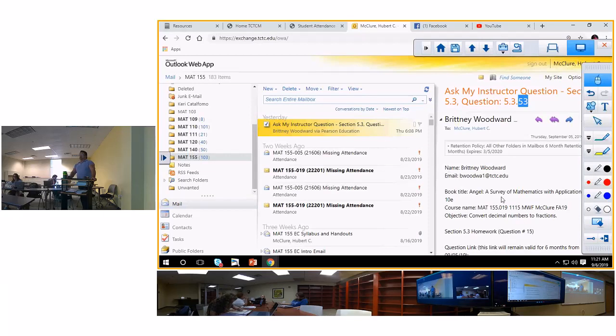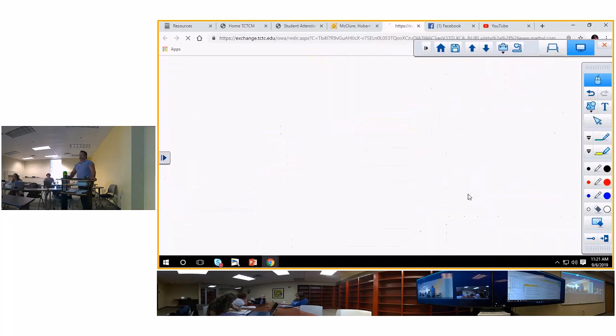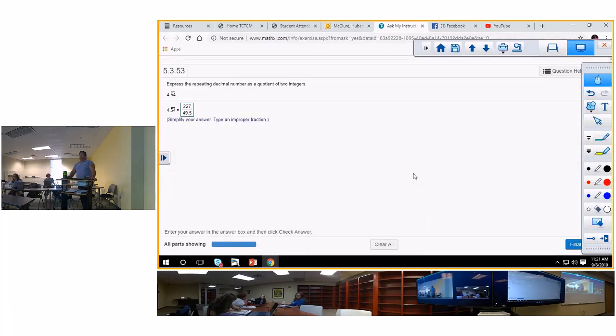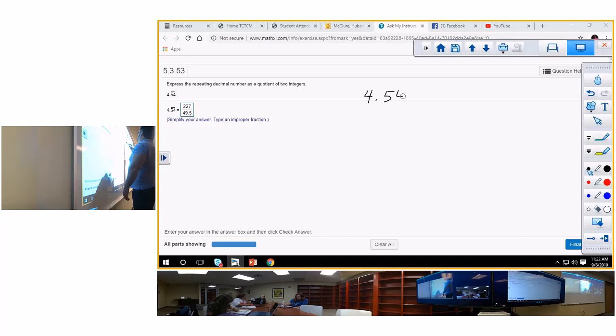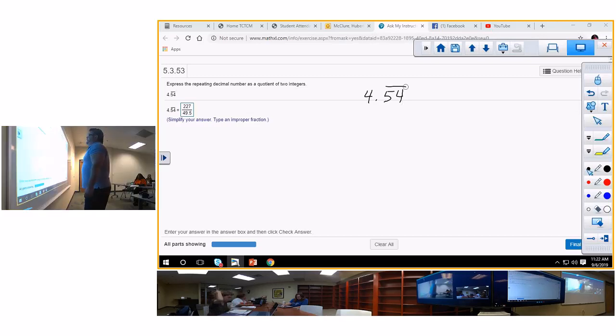15. Let's click on that one. And that is a test question also. Now, what they're wanting you to do here is find the fraction that represents the repeating decimal. So 5.4.54, and the 54 is repeating.